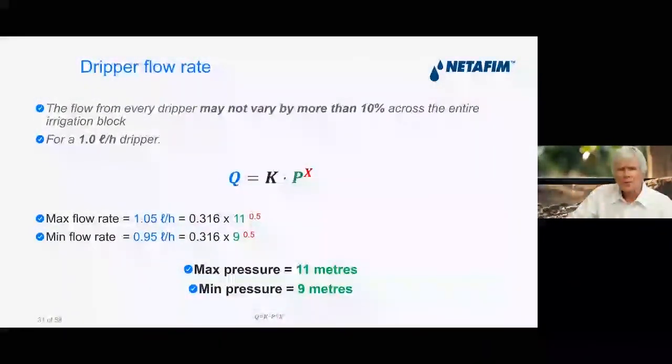So we said the flow from every dripper may not vary by more than 10% across the irrigation block. So for a 1 liter an hour dripper, what it means is we multiply that out. Now, if you take the calculation I showed you just now and you apply it, we want to find out what the pressure will be to get a flow rate of 1.05 liters an hour. And the same again, we want to find out what the pressure would be to get a flow rate of 0.95 liters an hour. And we can see if you calculate that out, that will be 11 meters and 9 meters respectively. So the maximum pressure will be 11 meters, and the minimum pressure will be 9 meters.